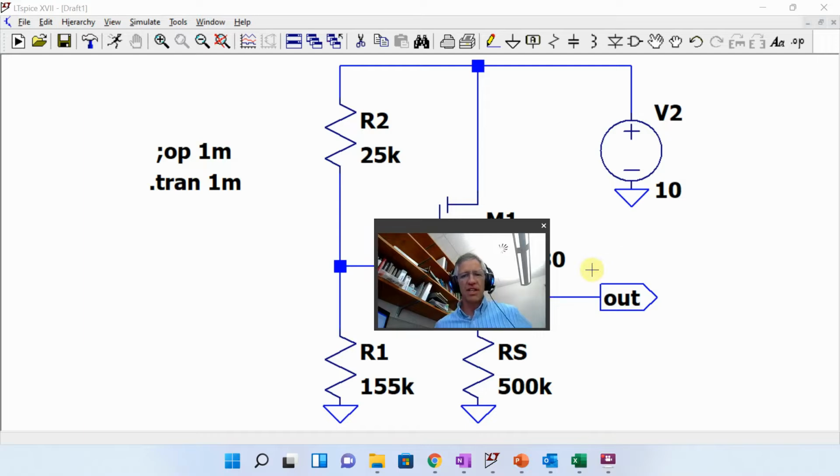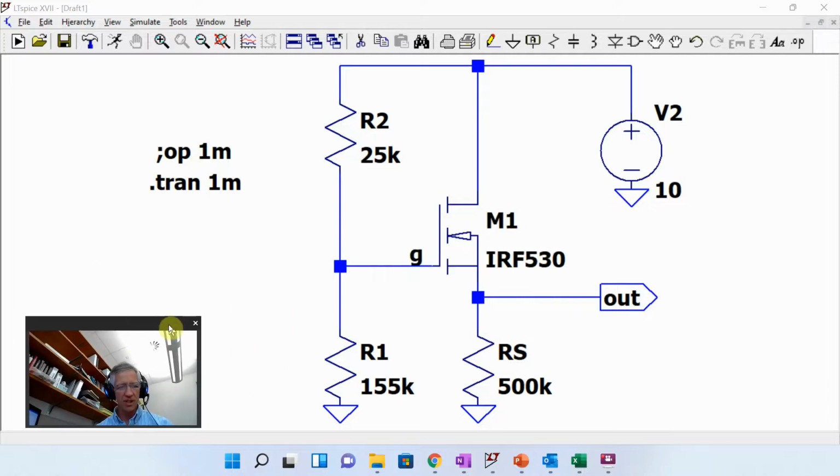Hello. So I wanted to make this quick video to talk about the problems that we were running into with class activity 16B, which was building a buffer with the MOSFET. So first of all, let's look at what we had.